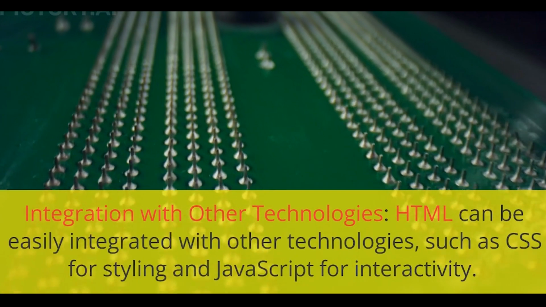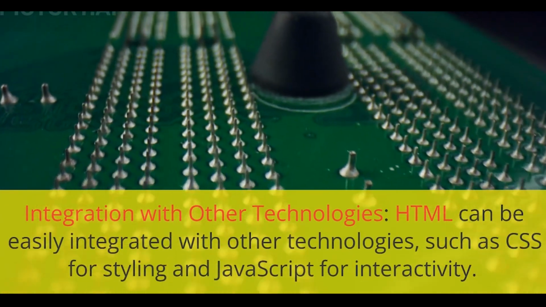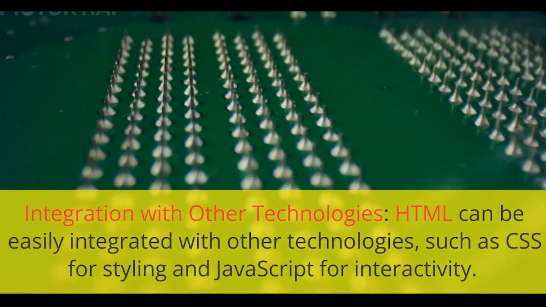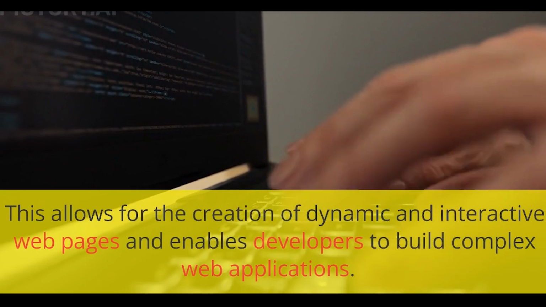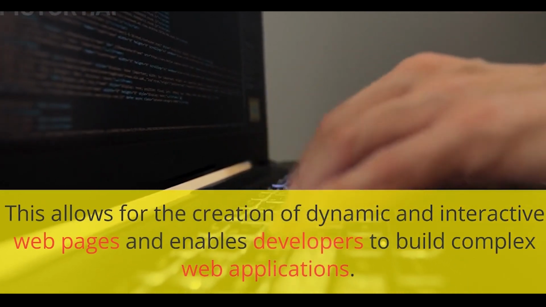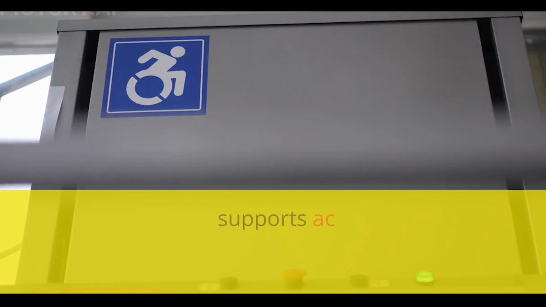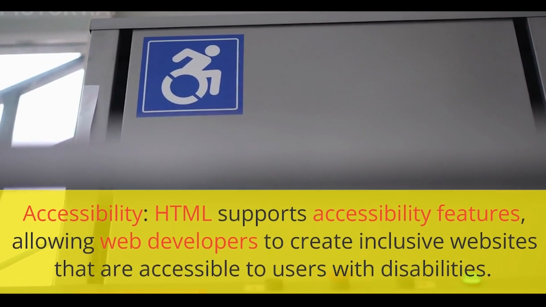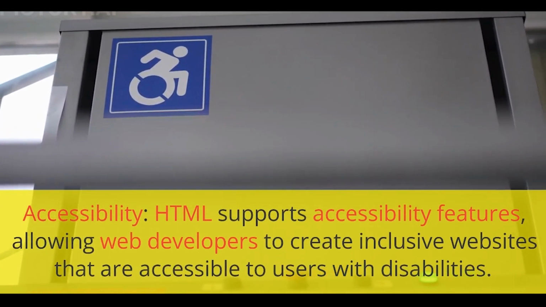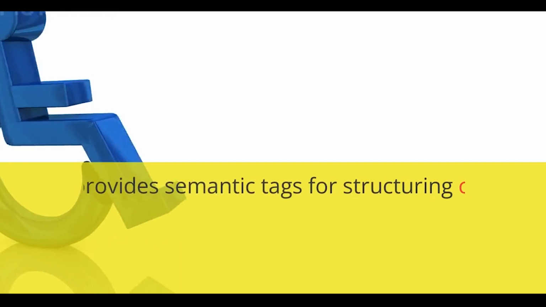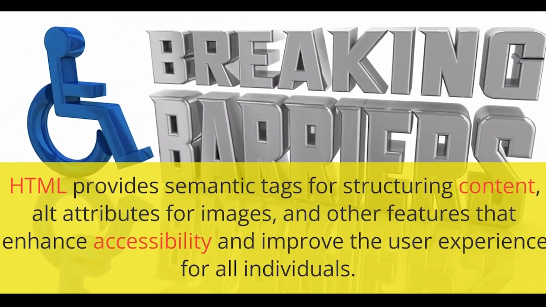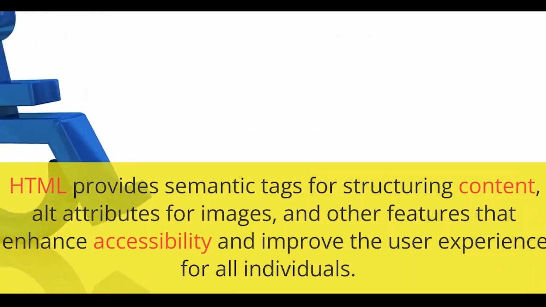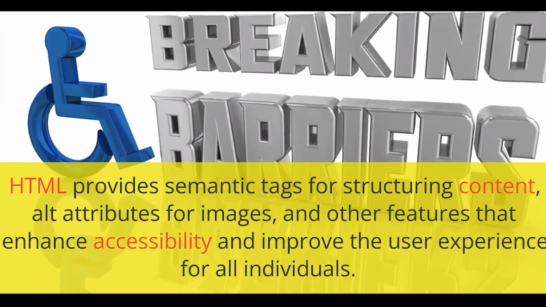Integration with other technologies. HTML can be easily integrated with other technologies, such as CSS for styling and JavaScript for interactivity. This allows for the creation of dynamic and interactive web pages and enables developers to build complex web applications. Accessibility. HTML supports accessibility features, allowing web developers to create inclusive websites that are accessible to users with disabilities. HTML provides semantic tags for structuring content, alt attributes for images, and other features that enhance accessibility and improve the user experience for all individuals.